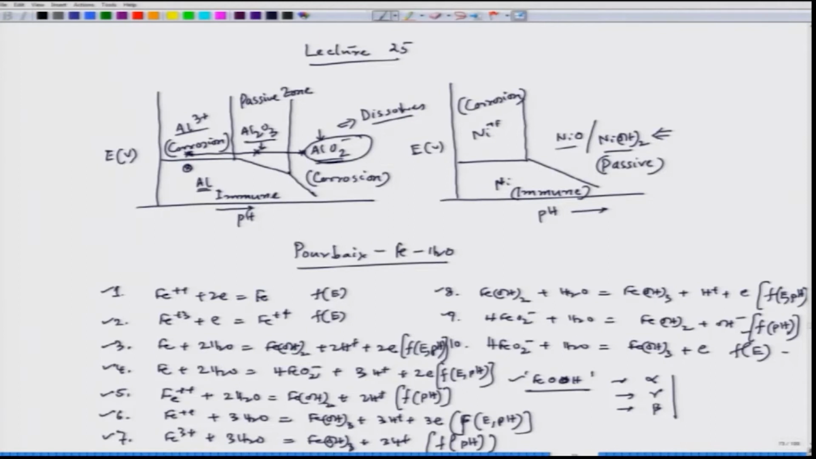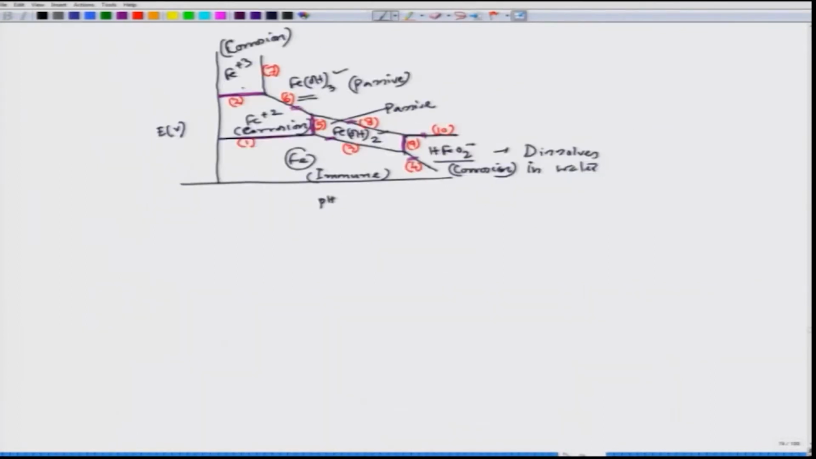So, we are very clear, and that is what our diagrams are also conforming to. Now, here also we are seeing that there is an immune zone, there are 3 corrosion zones, 1, 2, 3 corrosion zones, and this is a passive zone, this is also a passive zone. Now, if I try to see schematically how it looks, it will look like this.